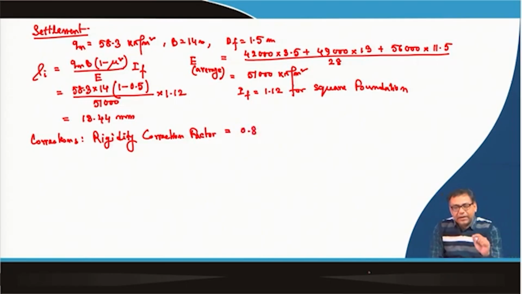Remember that if you directly take the influence factor for rigid foundation, then this rigidity correction is not required. But here I have taken the influence factor for flexible foundation, that is why I am applying the rigidity correction. Because later in the consolidation settlement calculation, whether I take the IF value for flexible or rigid, I have to apply the rigidity correction for consolidation settlement. That is why I have used the flexible foundation IF here, so that I can apply the rigidity correction of 0.8 here also. So, the rigidity correction factor and then the depth correction factor.